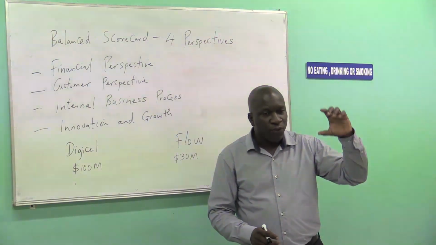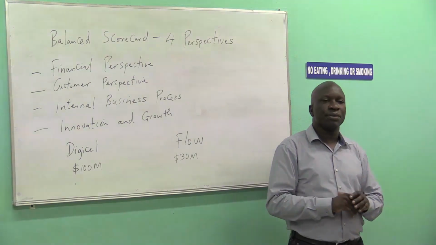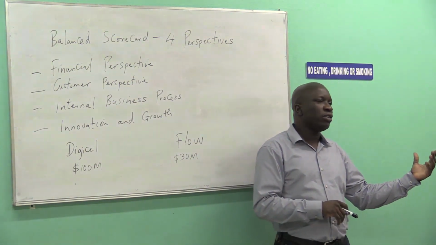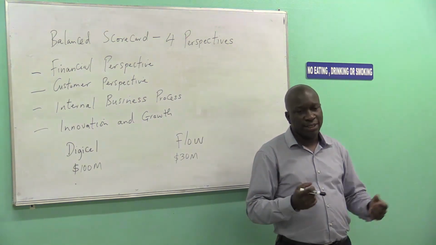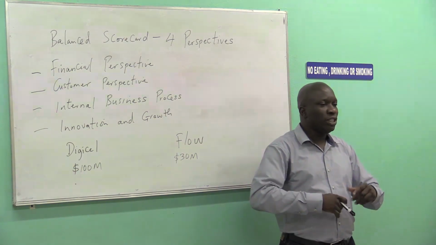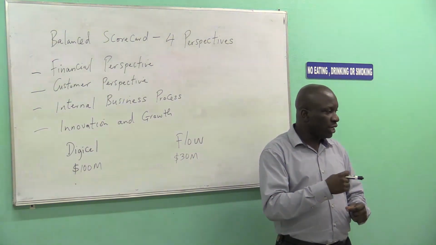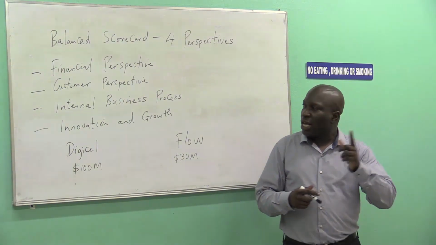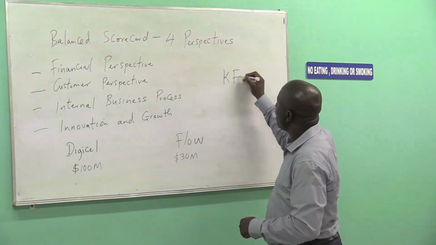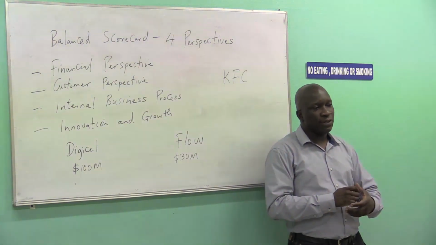So that's in terms of the four perspectives, really what they're really saying. And you can apply the balance scorecard to any type of organization, right? Any type of organization. At least you can use it to analyze the performance of different type of organization. Take our next example. Let's say we have a business like KFC.